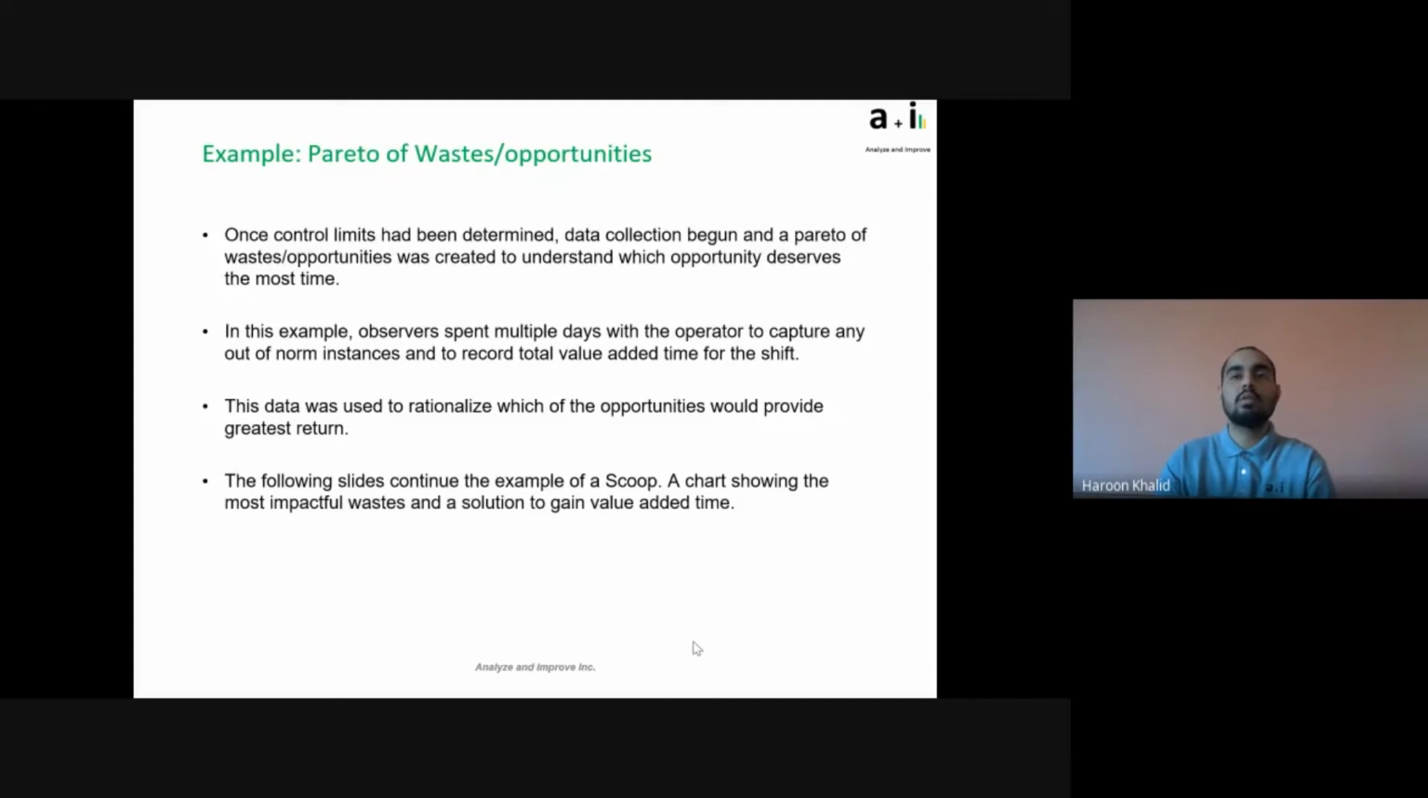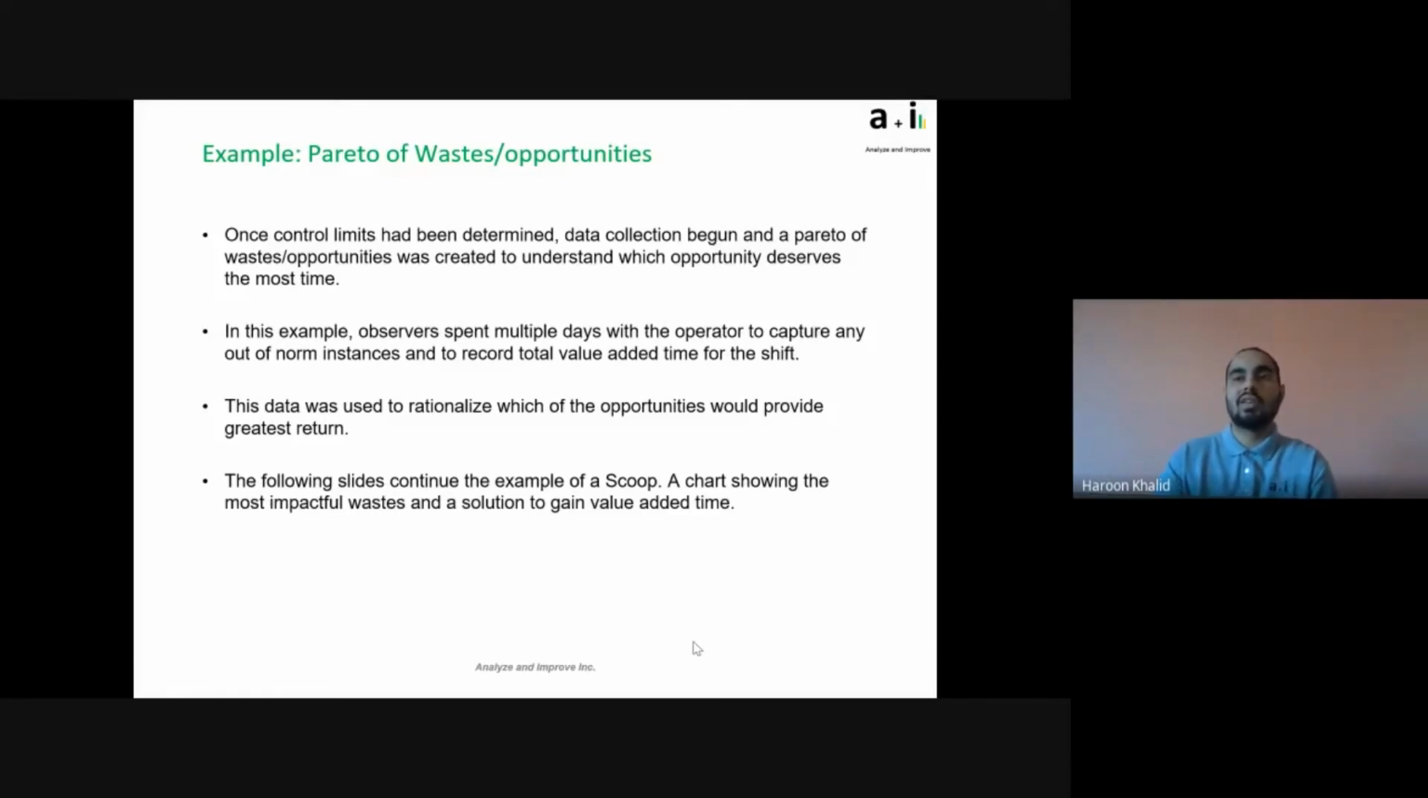So for the example of the scoop, we had set the expected value-added hours at a range of 7 to 9 per shift. Anytime the value-added hours at the end of the shift were between 7 and 9 hours, there was not much of interest. But if we failed to meet those expectations and fall within that range of 7 to 9 hours, we tried to understand what was going on.